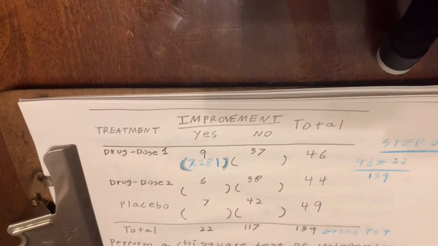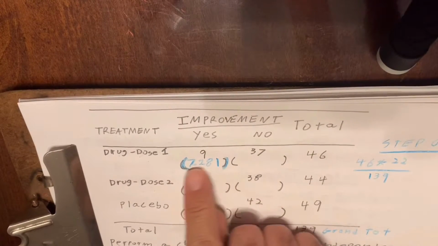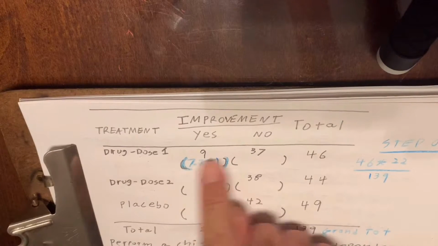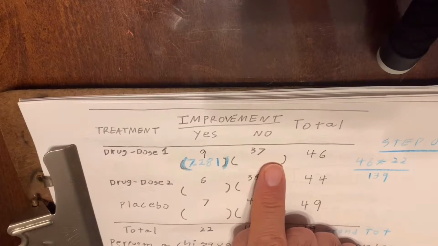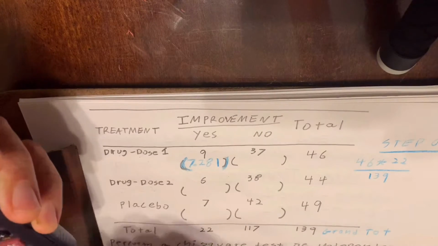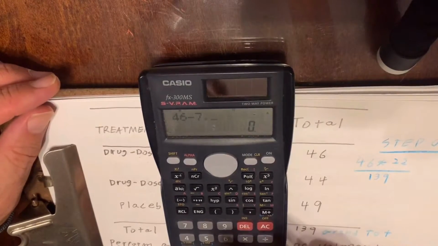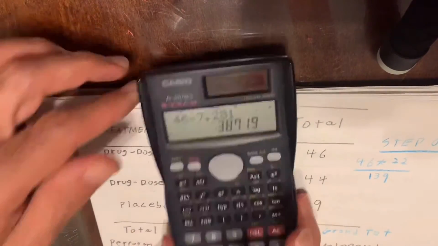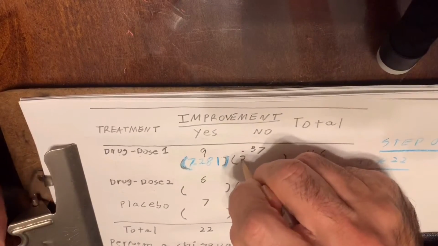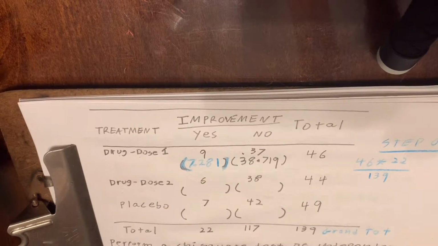Now, I want to show you something very interesting. If this is your expected frequency in this first row, and we know that it has to add up to 46, we can get this second one just by subtraction. So if we take 46 and we subtract 7.281, we get 38.719, just by subtraction. Okay, so let's do another one.